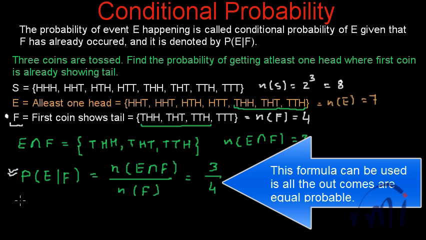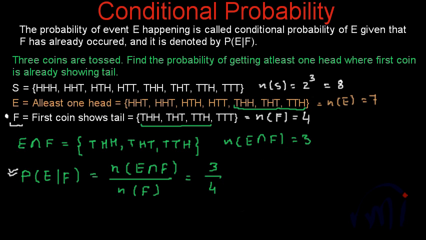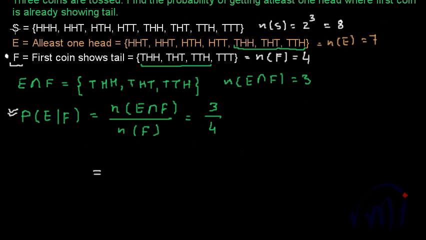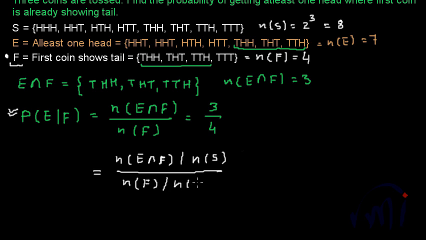So this is one formula, and now if I take this formula and modify it a little bit, if I divide both numerator and denominator of this formula by the cardinal number of our original sample space, it will become n of E intersection F divided by n of S, whole divided by n of F divided by n of S. And what is this? This is the probability of events E and F both happening together, right? That means the probability of E intersection F happening divided by the probability of F happening, right?